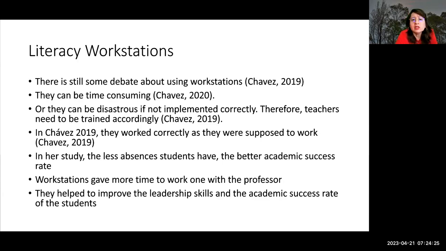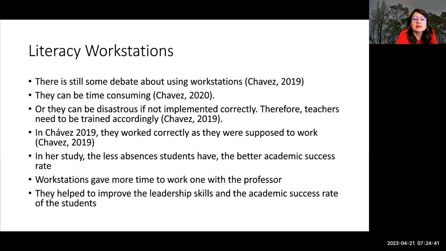They can be time-consuming if they're not prepared well. They can also be disastrous if not implemented correctly. You may have bad behavior if they are not implemented correctly, okay? Therefore, teachers need to be trained accordingly. That's why you're here today.